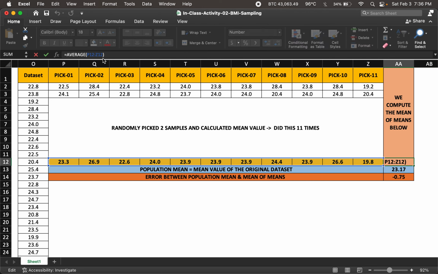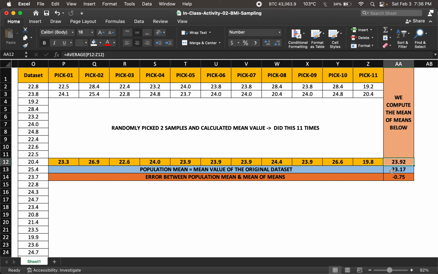So which is why it says P12 to Z12. This is the column P, 12th row. This is the column Z, 12th row. So P12 to Z12, I could simply compute an average of these means, and that gives me one value, 23.92.